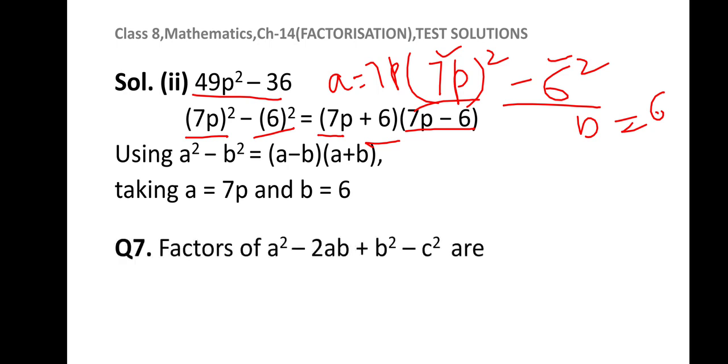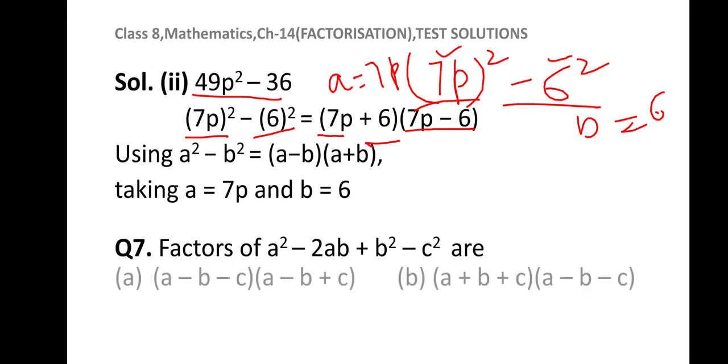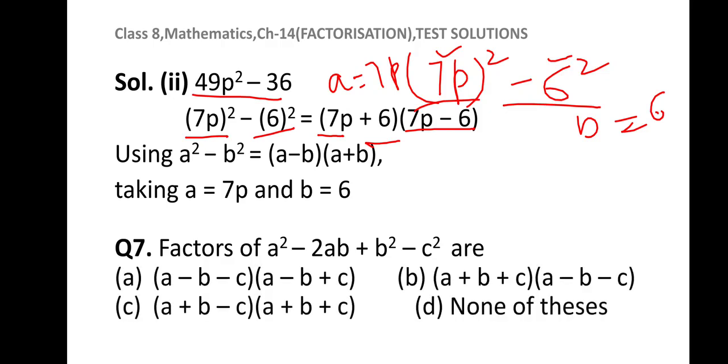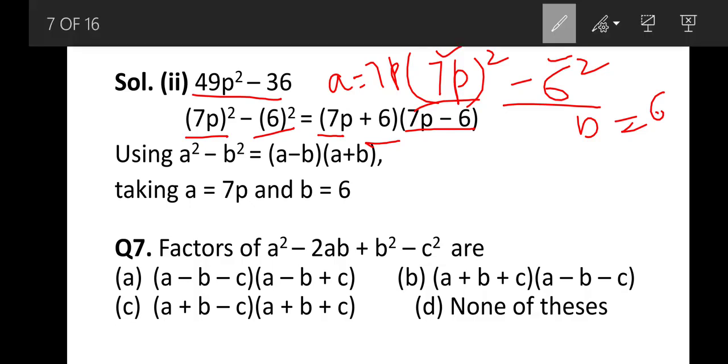Now let us see question number 7. We need to find the factors of a square minus 2ab plus b square minus c square. And we have these options. We need to find which one is the correct option. So let us see the solution now.